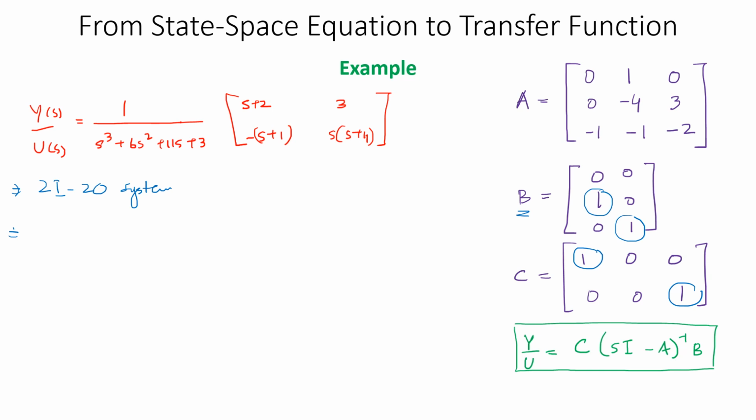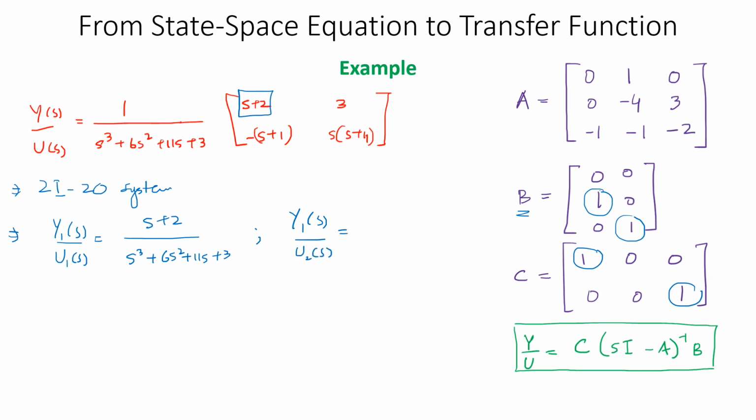So with this realization that you are going to have multiple transfer functions, the very first transfer function is y1 of s over u1 of s. So that is going to be the first term corresponding to this. This is going to be s plus 2 over s cube plus 6s square plus 11s plus 3. Similarly, you are going to have y1 of s over u2 of s written down like this, that you have 3 over s cube plus 6s square plus 11s plus 3.